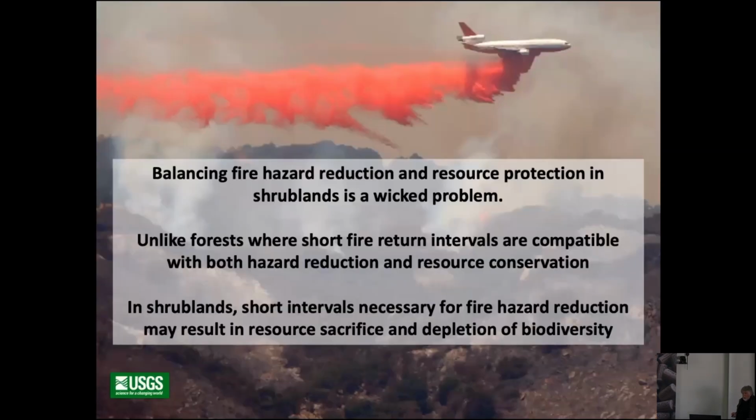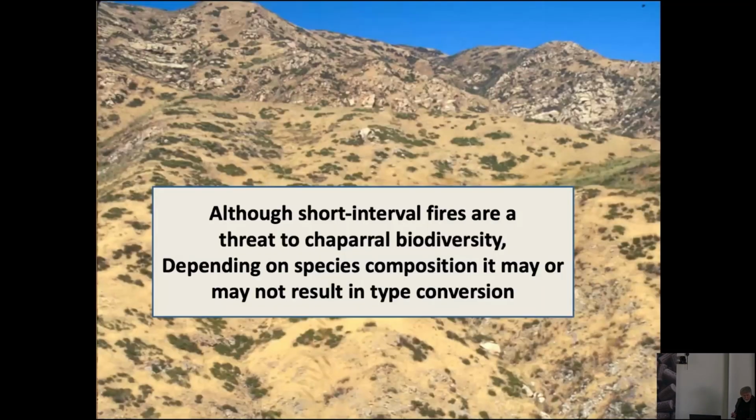So to summarize, one of the things that we need to keep in mind is that balancing hazard reduction and resource protection is a very wicked problem. Unlike forest, where we can benefit both hazard reduction and resource conservation by short intervals, it's not so simple in shrublands. Short intervals necessary for fire hazard reduction may result in resource sacrifice and depletion of biodiversity.